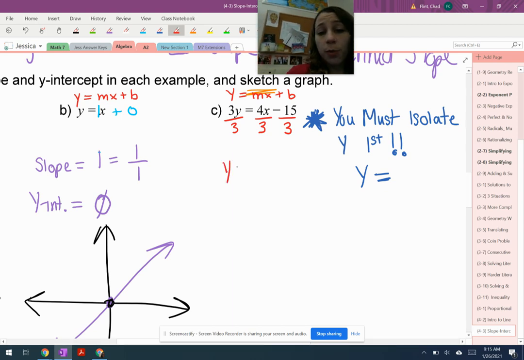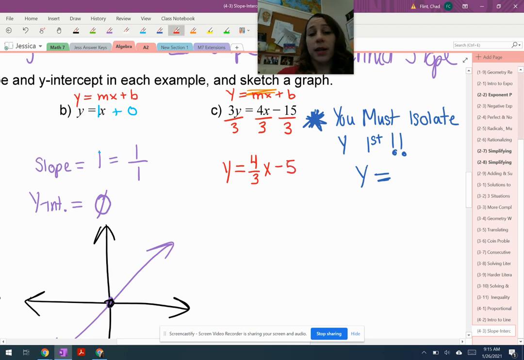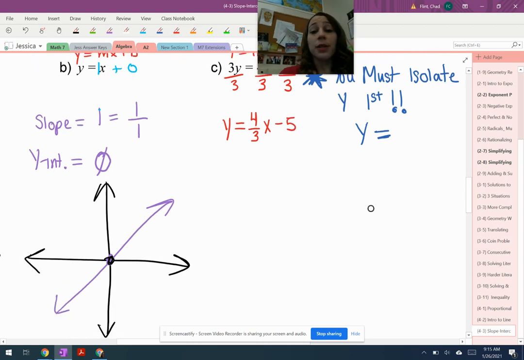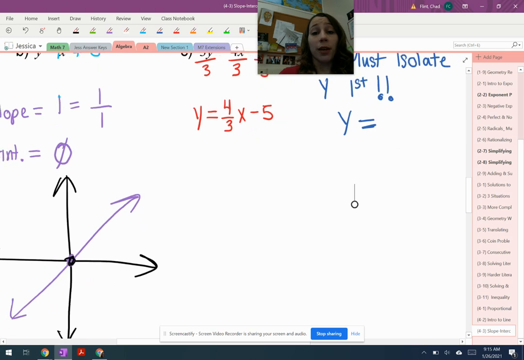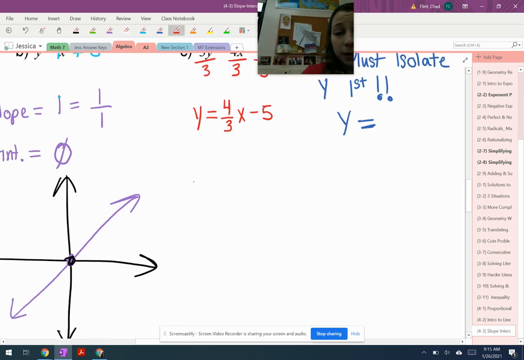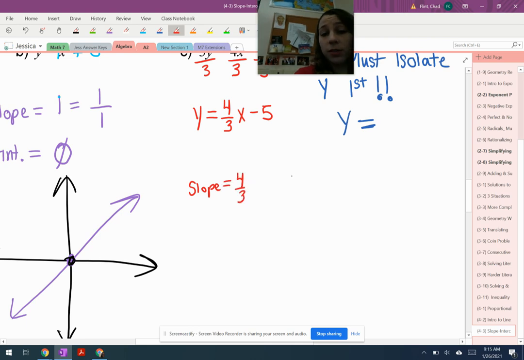So I'm left with y equals 4/3. Remember, I want to keep that slope as a fraction. Negative 15 divided by 3 is a minus 5. So now that I've got my y isolated, now I can determine my slope and my y-intercept. So my slope is that 4/3, and my y-intercept is that negative 5.